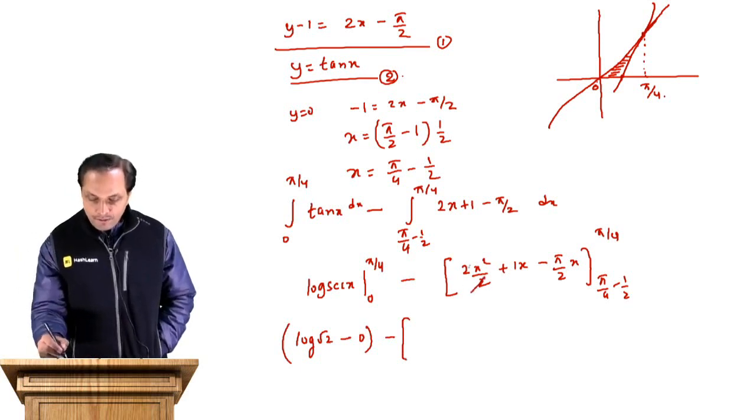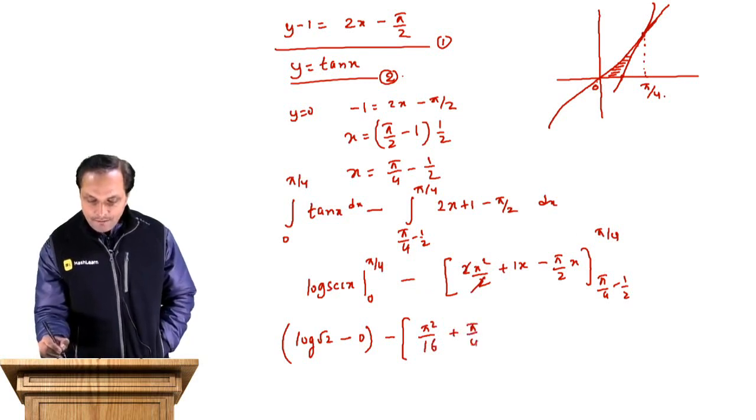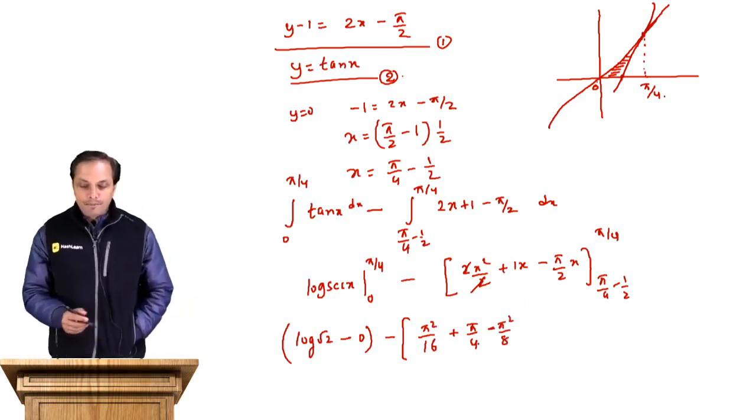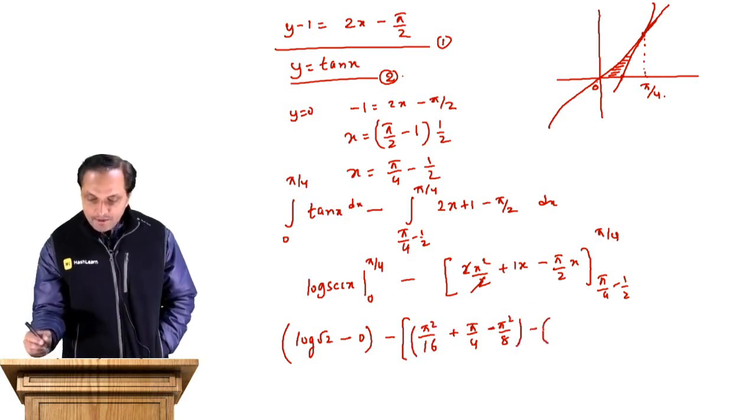When you put pi by 4, it will become pi square by 4 square is 16, plus pi by 4. This will give you pi square by 4 into 2 is 8. So this is the space for putting the upper limit, minus the space for putting the lower limit. So what is the lower limit you have?